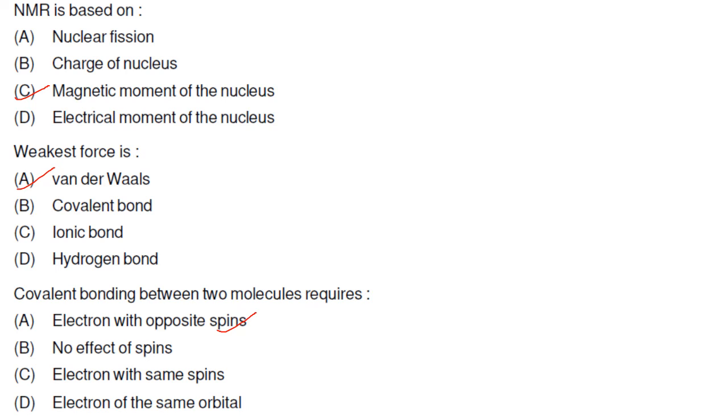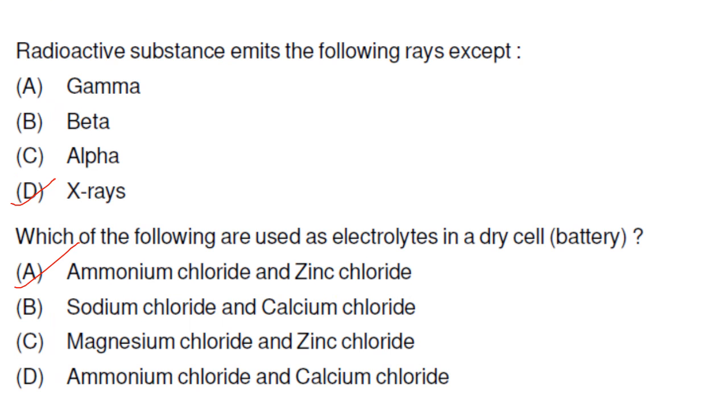Covalent bonding between two molecules requires. So a covalent bond consists of the mutual sharing of one or more pairs of electrons between two atoms. So for that it requires electrons with opposite spins. Answer is option A. Then a radioactive substance emits the following rays except. So beta, gamma, alpha, all these are emitted by various radioactive substances. X-rays are not emitted. So answer is option D.